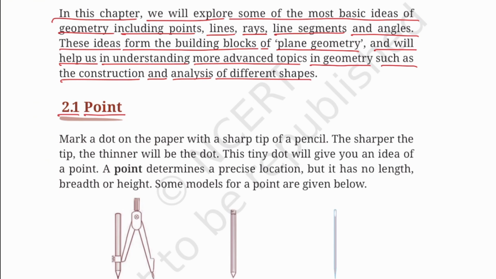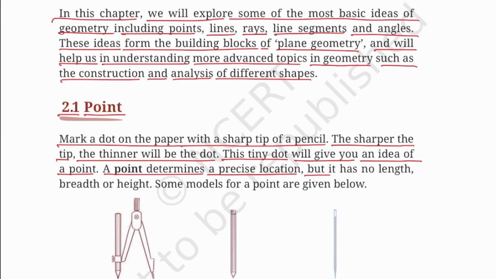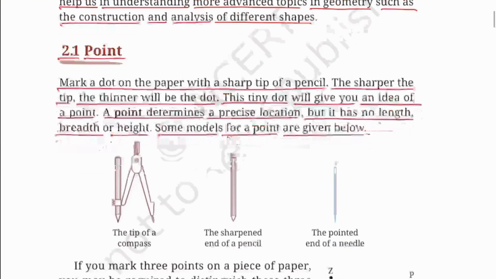2.1 Point. Mark a dot on the paper with a sharp tip of a pencil. The sharper the tip, the thinner will be the dot. This tiny dot will give you an idea of a point. A point determines a precise location, but it has no length, breadth, or height. Some models for a point are given below.